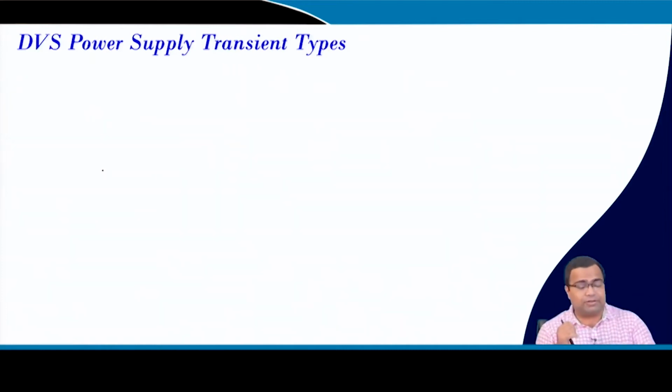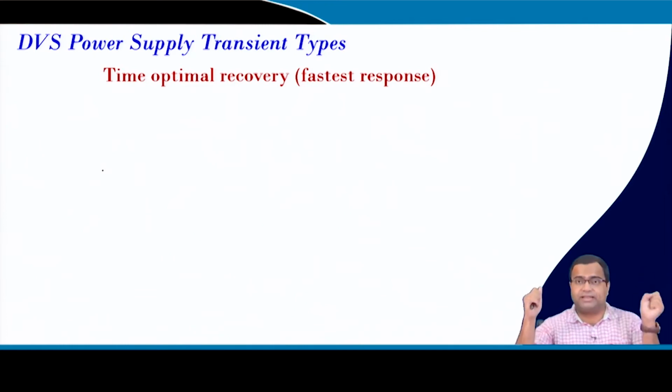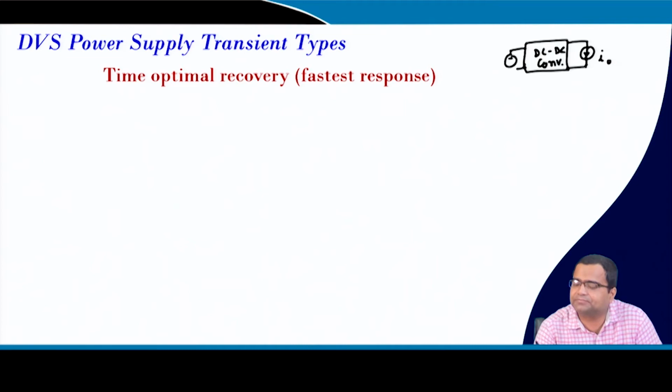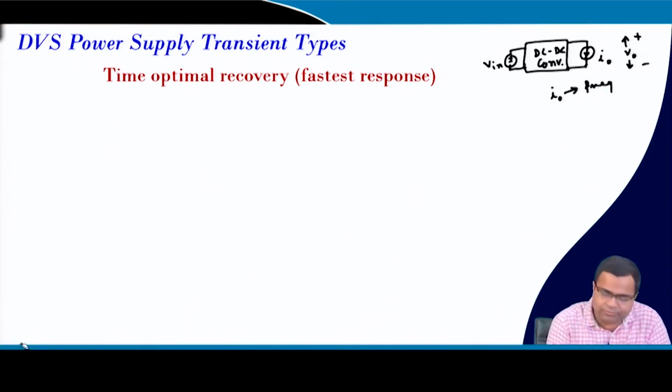But before I move forward, we need to first understand what are the different types of transient in dynamic voltage scaling, because, as usual, a DC-DC converter is supplying a processor load. We have a supply here, Vin. Then in case of dynamic voltage scaling, first of all, for any case the processor current will change, there will be frequent transient.